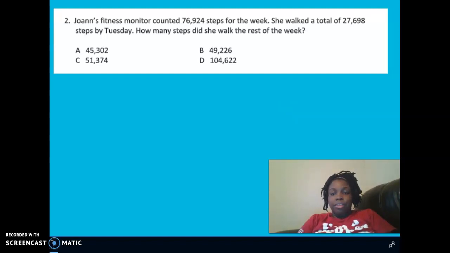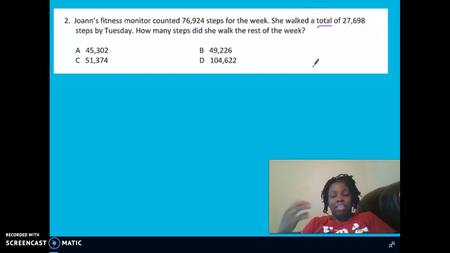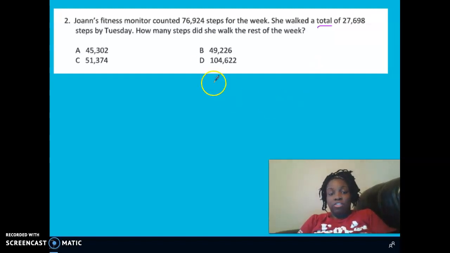So they already gave me my total here. They already gave me the total amount. So you might see total, but they're not asking me for my total. So that means I can't add here if they're not trying to find the total. So she already walked some amount by Tuesday, but then her overall steps for the week was 76,924. How many steps did she walk for the rest of the week?